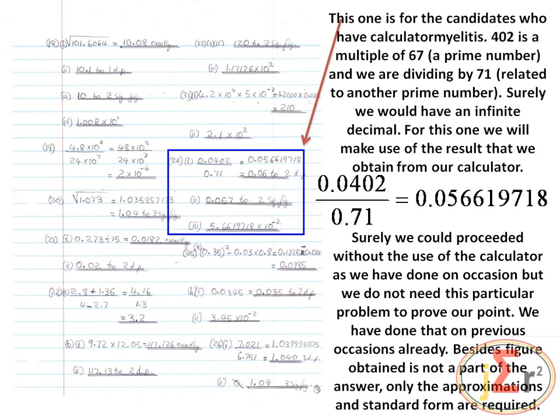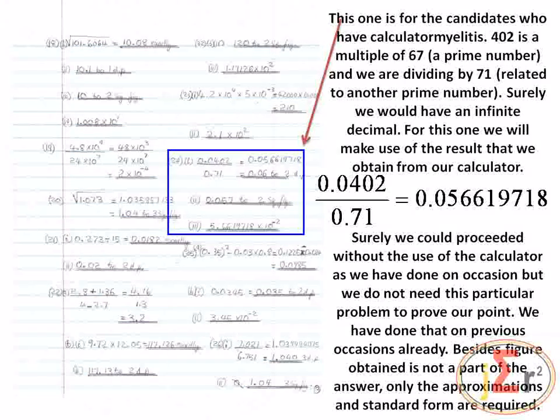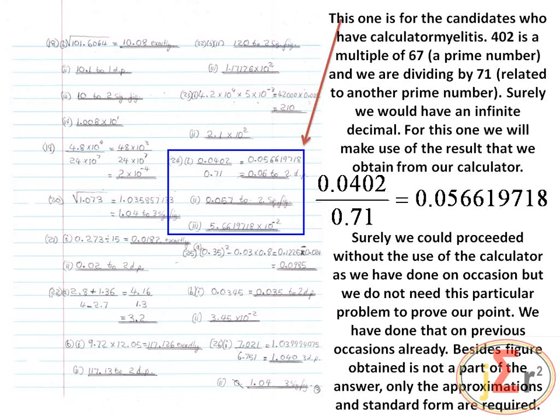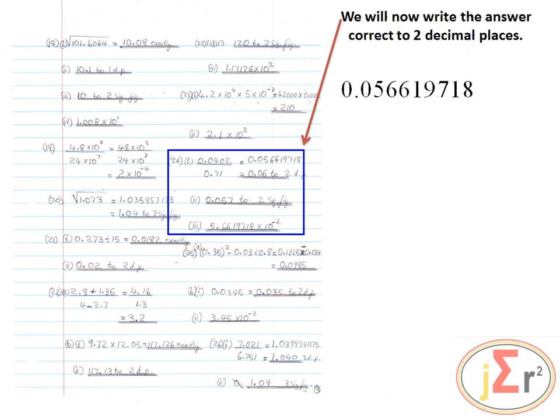Besides, the figure obtained is not to be supplied as a part of the answer. Only the approximations and standard form are required. We will now write the answer correct to 2 decimal places.